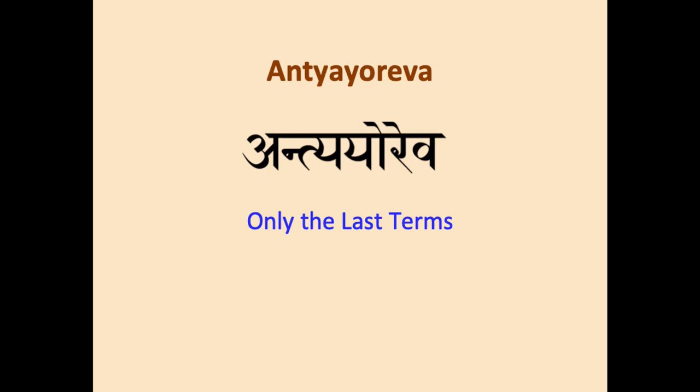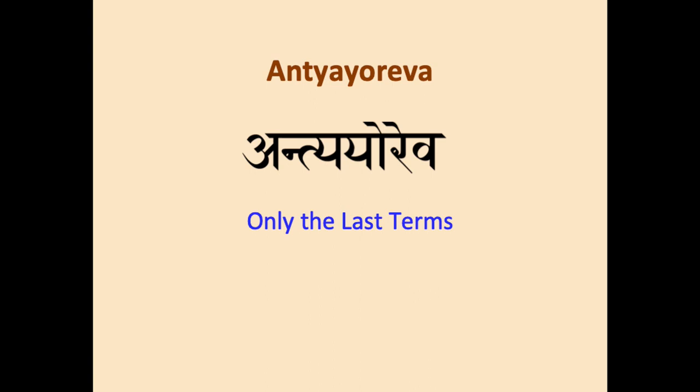So this presentation is about a little-known sutra in Bharati Krishna Tirtha's Vedic maths, which goes by the name of Antyayoreva. And this is made of two words, Antyayo and Eva. The word Eva usually means only or indeed, and the word Antyayo, the case ending is the yo on the end. There's a dual case ending.